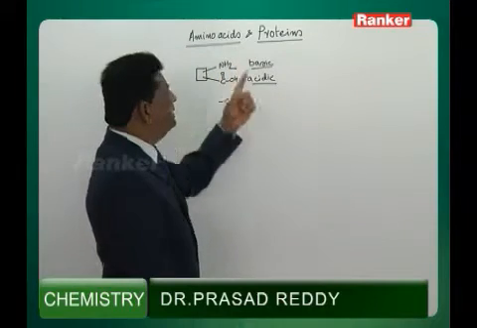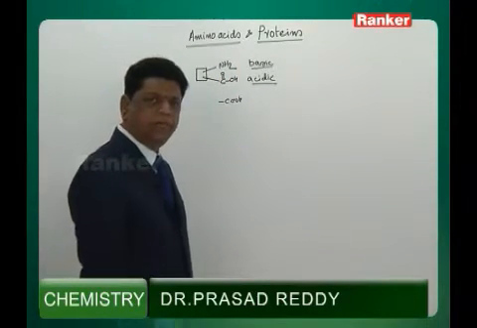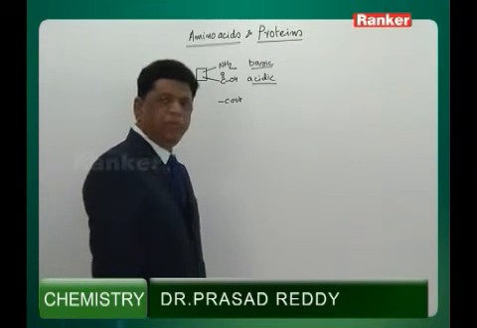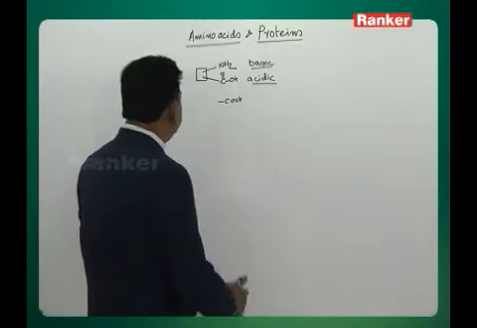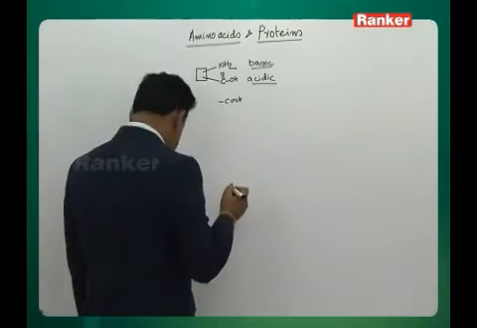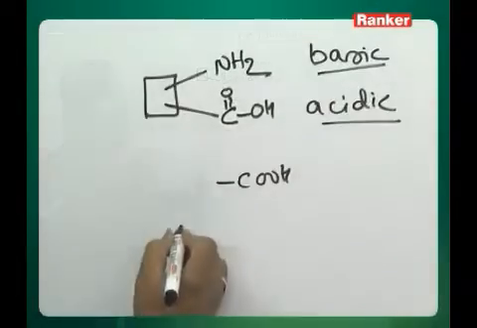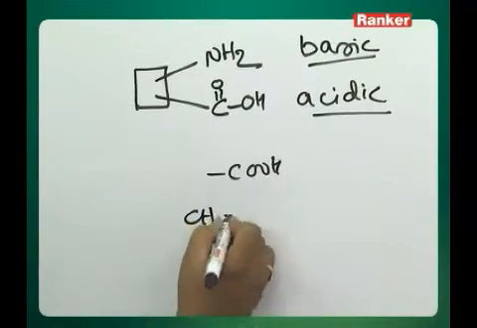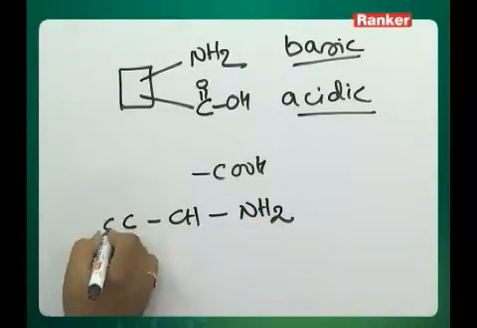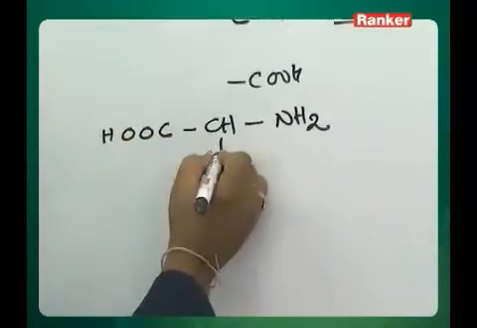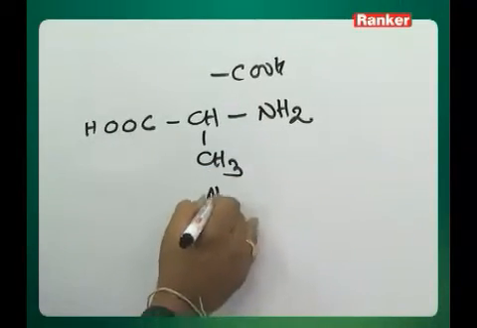And these amino acids go on to polymerize to give big structured compounds. It is nothing but the protein. So protein may be defined as a polymer of the amino acid. And let us go through some amino acids, the smallest amino acid. Most of the amino acids will have this particular structure, the amino group and the COOH group attached. One example is alanine.